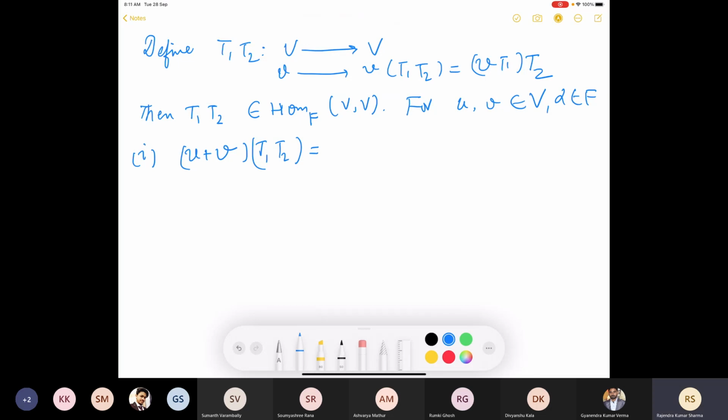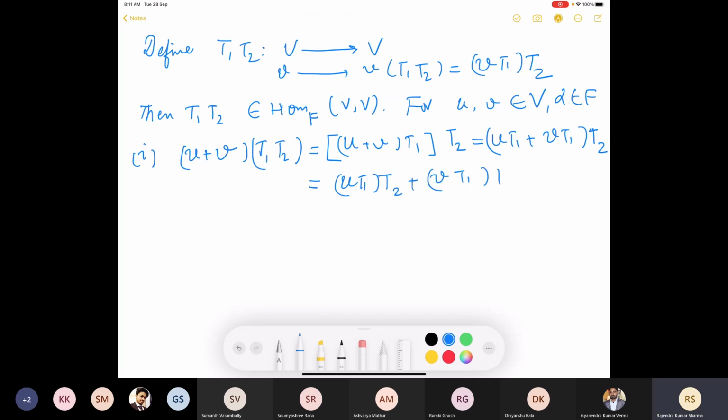So first T1 will operate here, so (u plus v) under T1, and then this whole thing under T2. Now T1 is a homomorphism, and therefore it preserves sum. So this is the same as uT1 plus vT1, and now this is under T2. Now uT1 and vT1 both are elements of V, and T2 is a homomorphism, and therefore we get uT1 under T2 plus vT1 under T2. And the way we have defined T1 T2, this is u under T1 T2 plus v under T1 T2. So it preserves the sum, you can see here.